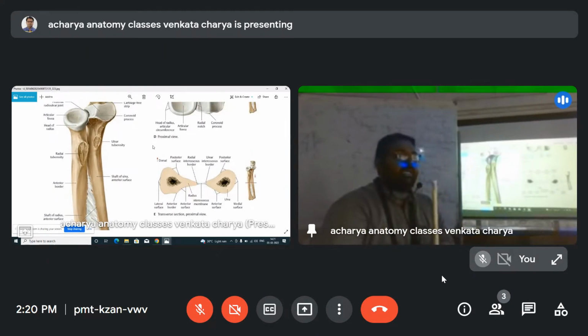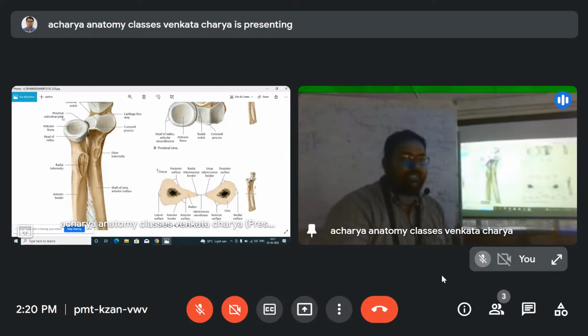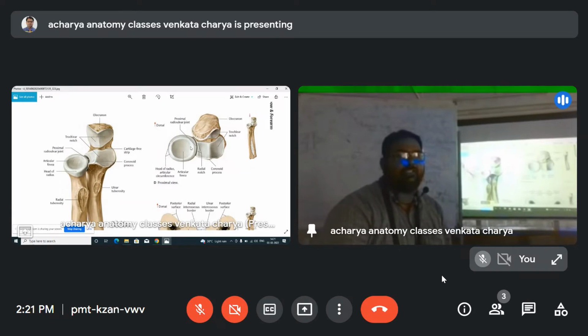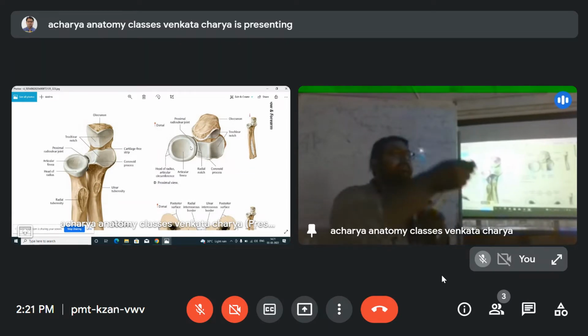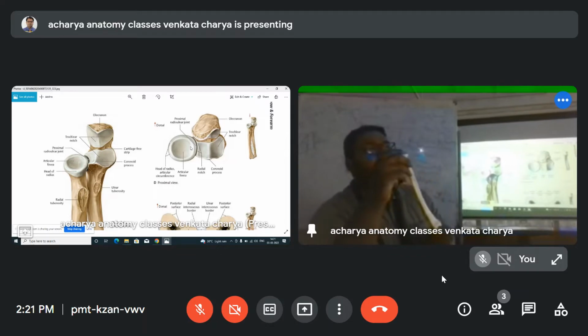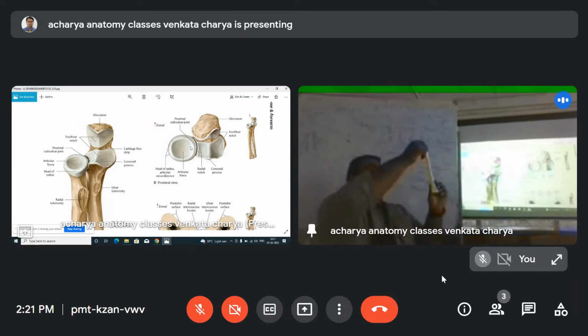Disc shaped head. See here, this one is disc shaped. Are you getting the round shape? So the disc shaped head faces above. Okay. Next.